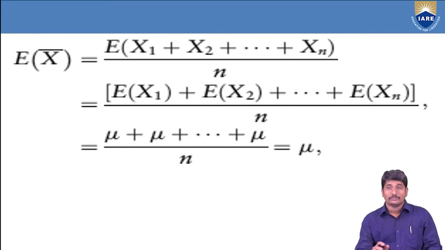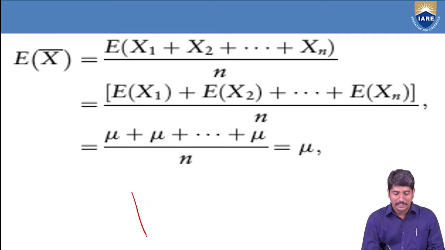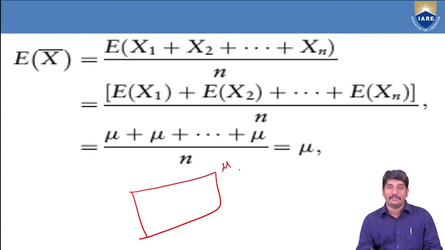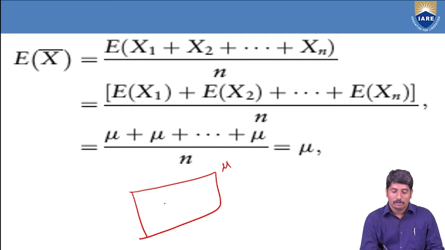Now, as in the last class, we have seen that to estimate the population mean, that means the average height of the students of a college, or the average weight of the students of a college, or the average IQ level of students of the college, we depend on the sample average, that is x bar.